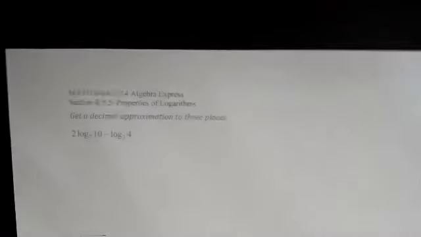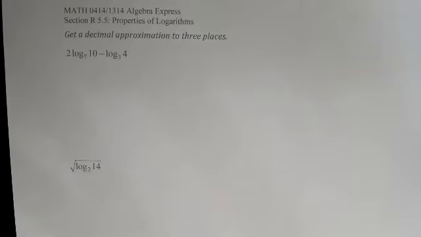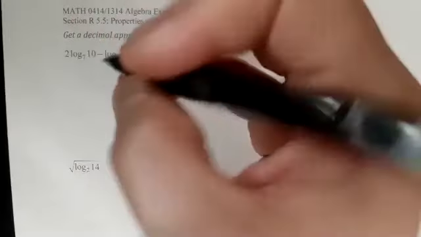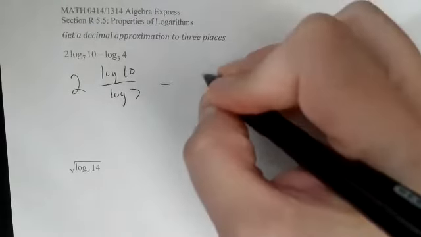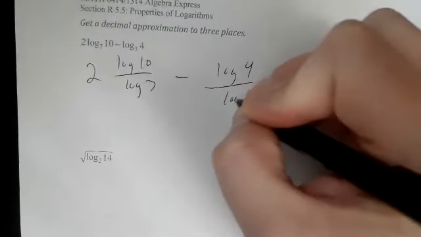And on to the last few examples. On these, we're just basically plugging these into a calculator and getting a decimal approximation. So if I want to do 2 times log 10 over log 7, and subtract log 4 over log 3.